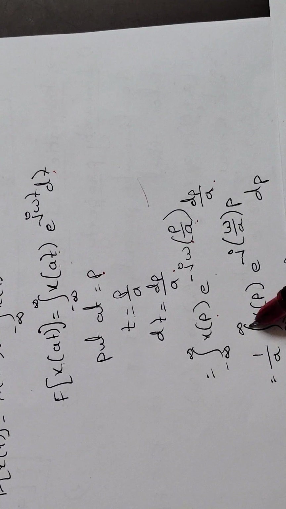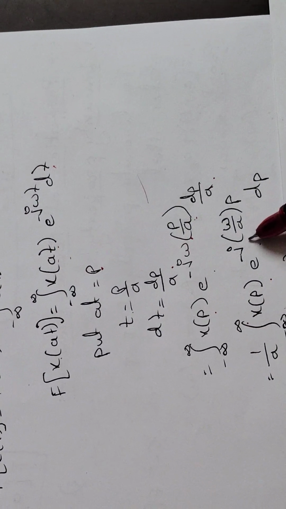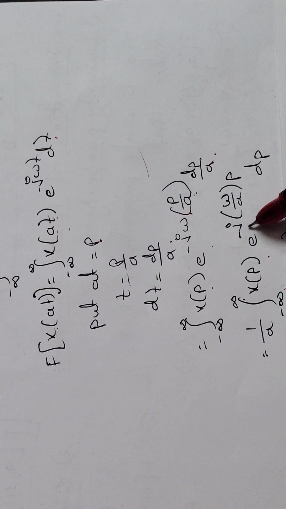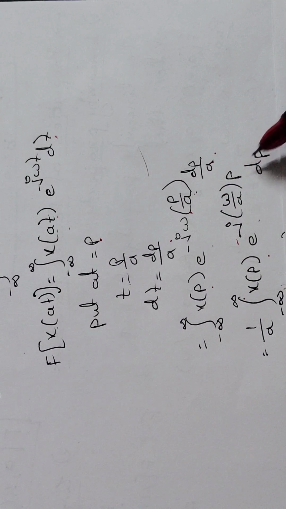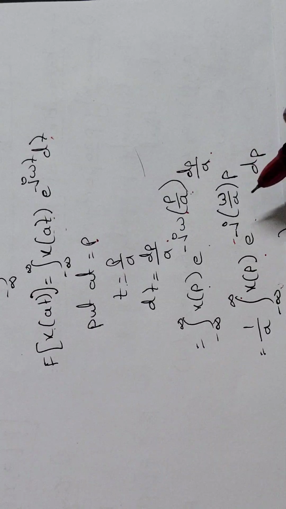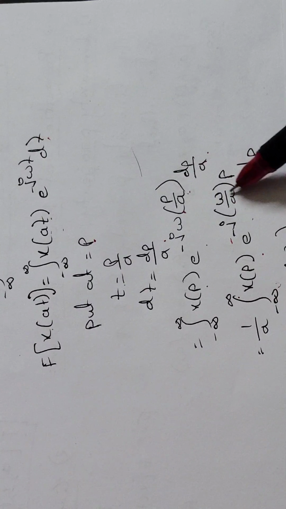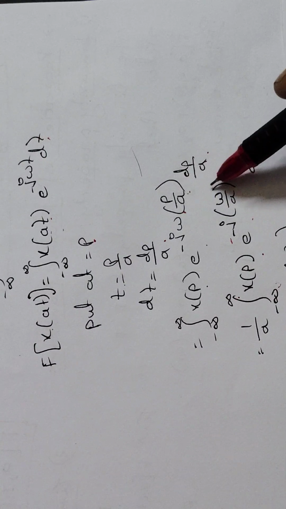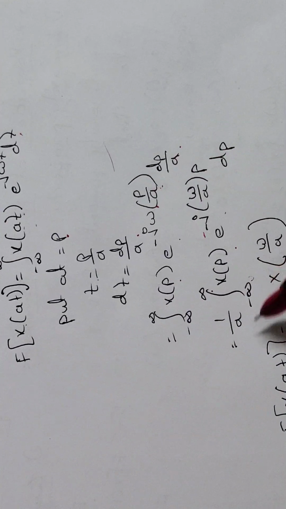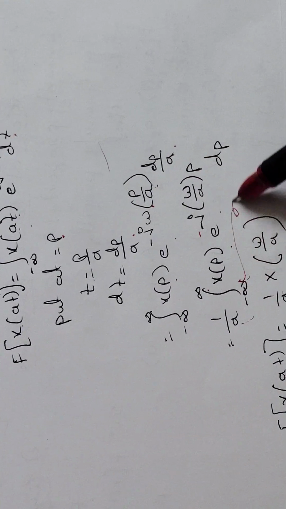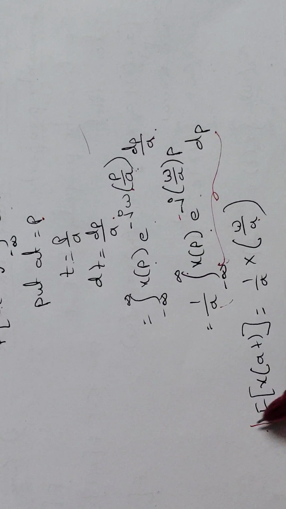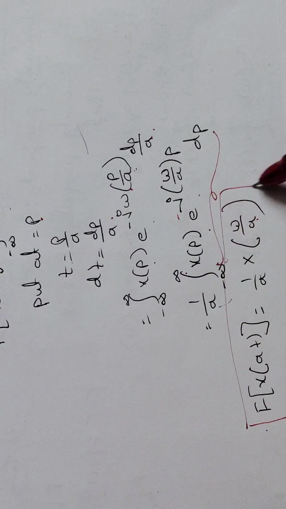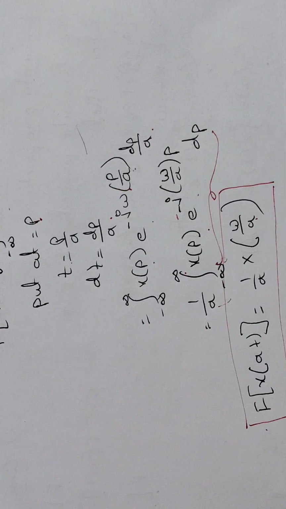Integral from −∞ to ∞ of x(p) e^(−j(ω/a)p) dp. Now it is in the form where, in place of ω, the value is ω/a. So that is nothing but (1/a) X(ω/a). So this is the proof of the time scaling property.